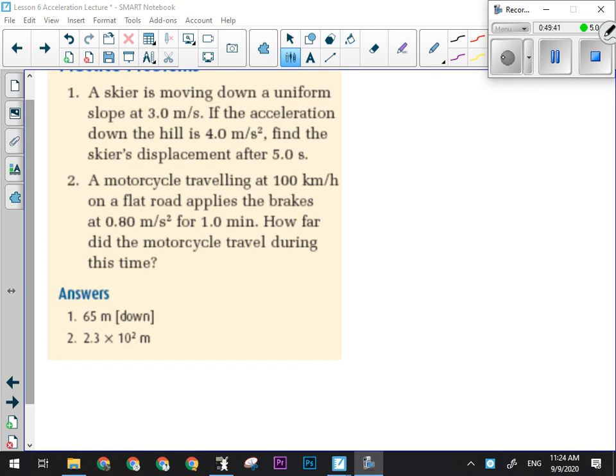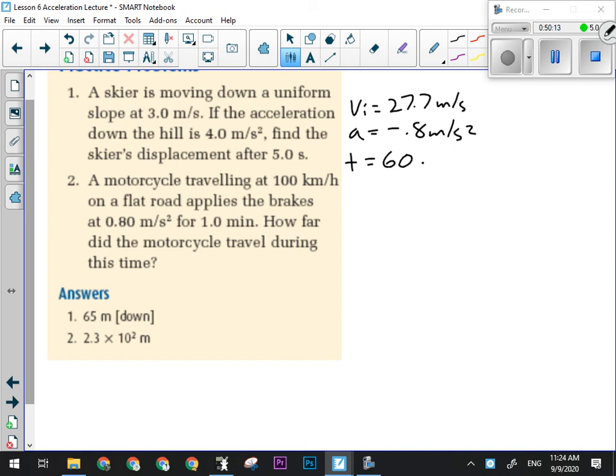First thing we have to do is do our 2 unit conversions. Okay, we've got to convert 100 kilometers per hour into meters per second. Okay, so VI is going to be, is it 27.7 or 26.7? 0.7, okay, meters per second. I'll actually do that calculation on my calculator so I have the full number here. On a flat road, it applies the brakes, so our acceleration is negative 0.8 meters per second squared, and it does that for 1 minute, which is 60 seconds.